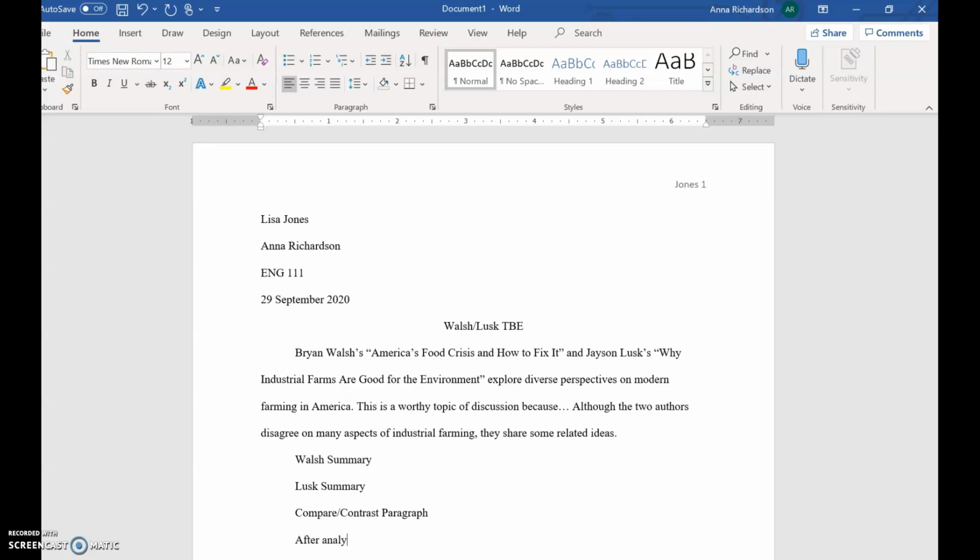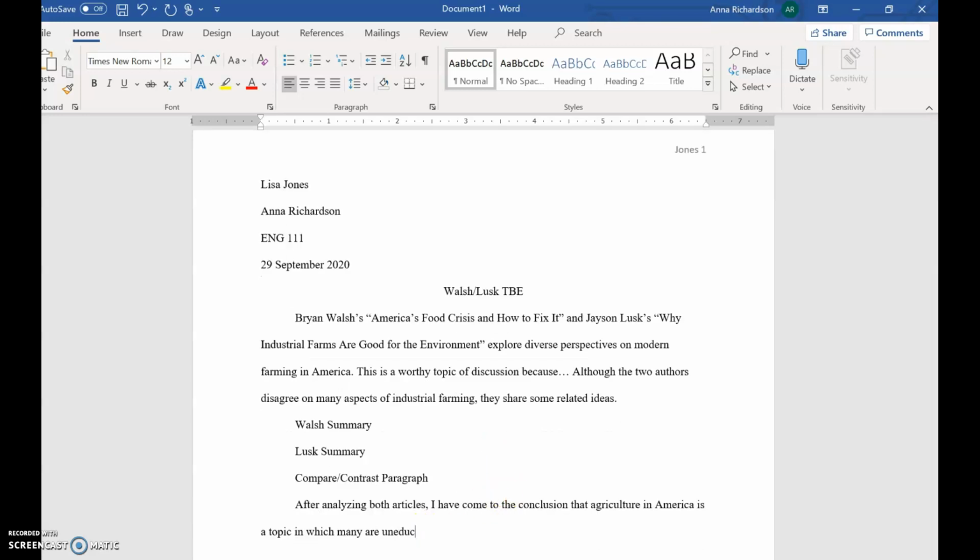After analyzing both articles, I have come to the conclusion that agriculture in America is a topic in which many are uneducated. Now, I say that because I don't think a lot of people, which Walsh and Lusk both make this clear, I don't think a lot of people know where their food comes from and what's involved.